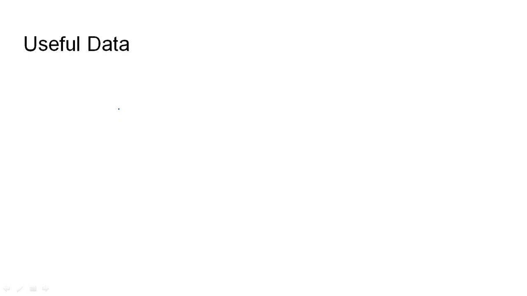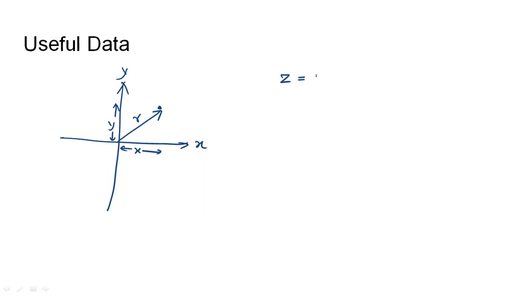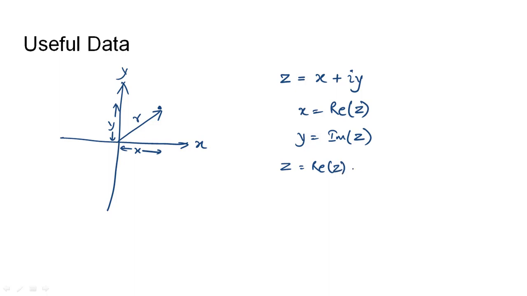So when we talk about complex numbers, let us assume the complex number to be on the coordinate axis, where this is the x-axis and the vertical axis is the y-axis. So let us assume the complex number to be somewhere here, where the horizontal component is x and the vertical component is y, and the vector joining is called r. So the complex number z is given by x plus i times y, where x is known as the real part of the complex number and y is known as the imaginary part. So z is equal to the real part of z plus i times the imaginary part of z.